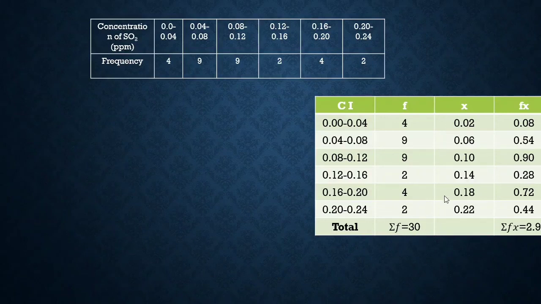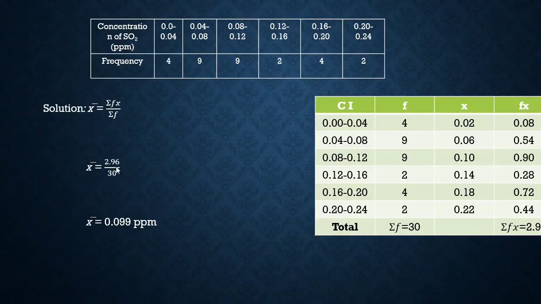Now to find the class marks, add the limits, divide by 2. 0 plus 0.04, which is 0.04, divided by 2, we get 0.02, and so on. We have calculated all the class marks. So multiply the frequencies and class marks, you will get fx, add them, we will get summation of fx, which is equal to 2.96. So to find mean, summation fx by summation of f is equal to our mean or x bar.